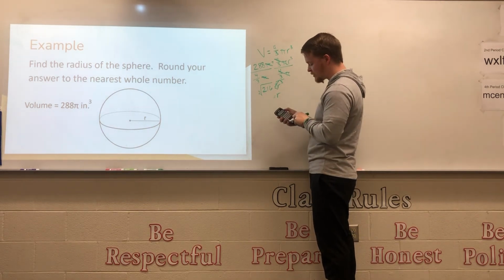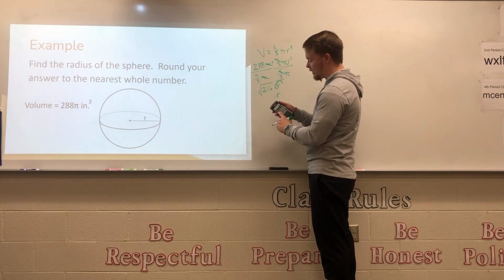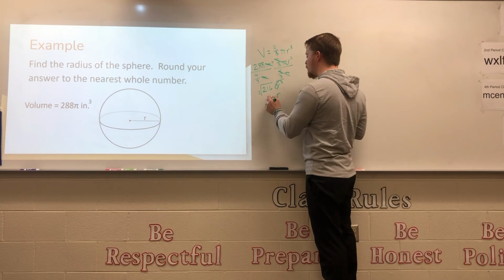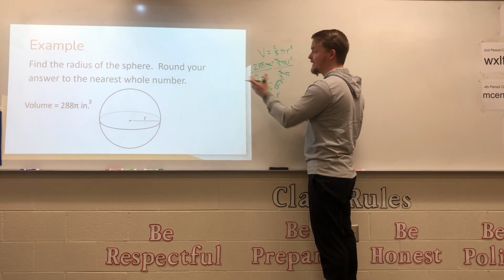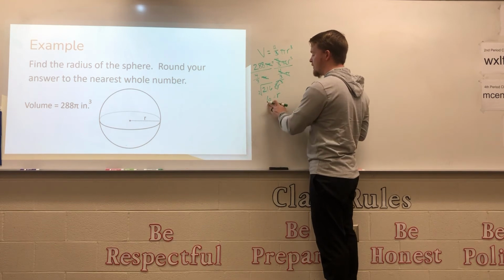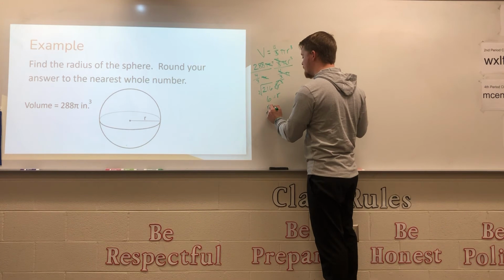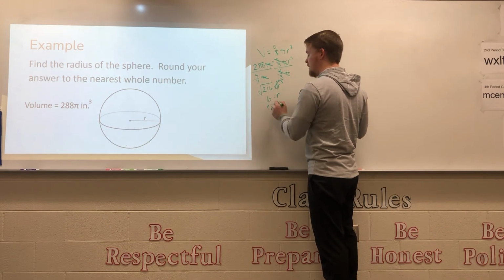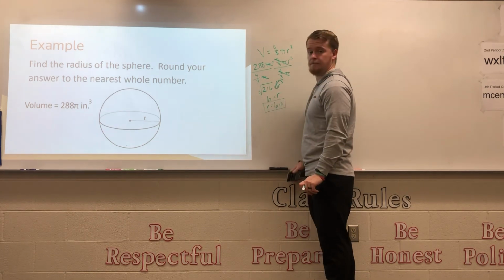So in your calculator you type 216, and then the cube root button on this calculator is 2nd 0. And that will give you r equals 6. And you didn't even have to round your answer to the nearest whole number because it came out as a whole number. So your final answer is r equals 6 inches.